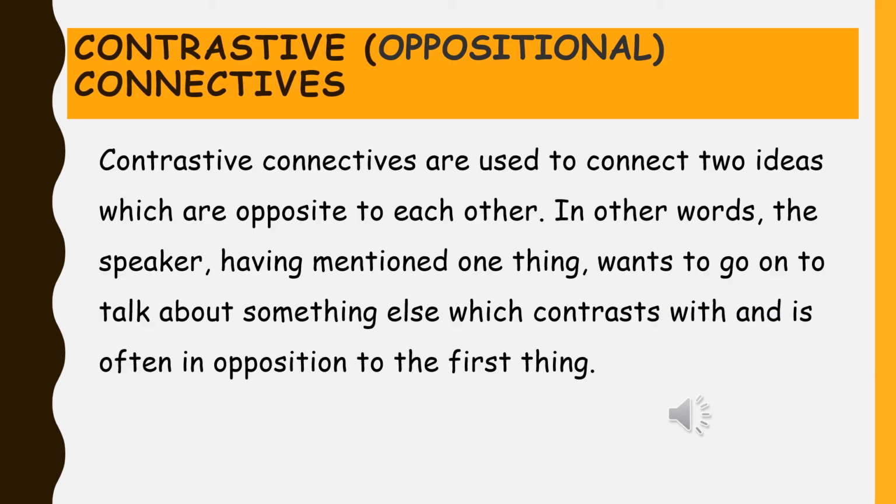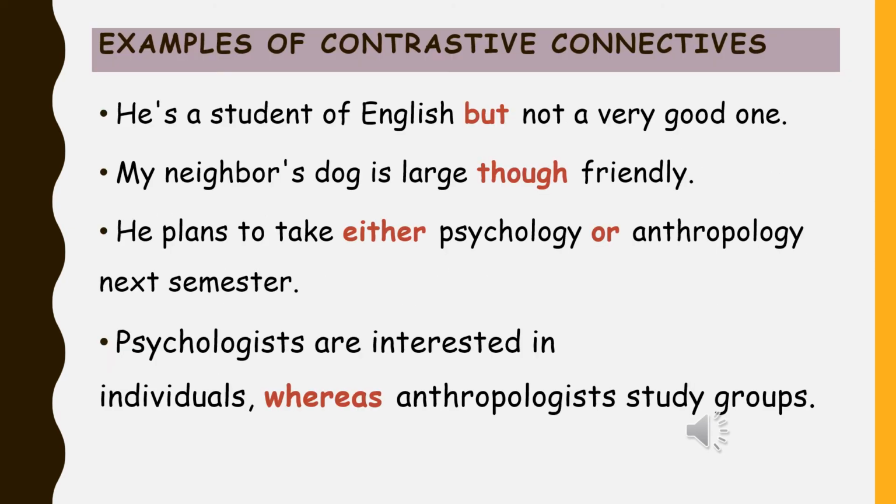Contrastive or oppositional connectives are used to connect two ideas which are opposite to each other. In other words, the speaker, having mentioned one thing, wants to go on to talk about something else which contrasts with and is often in opposition to the first thing.